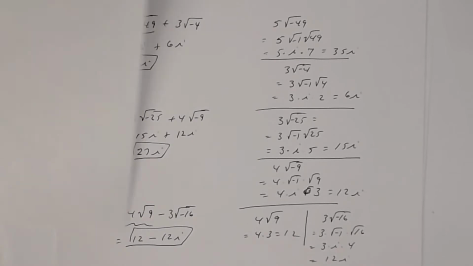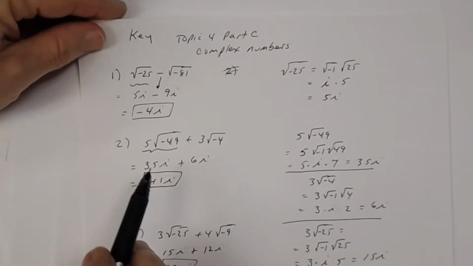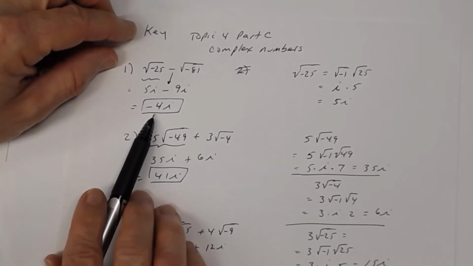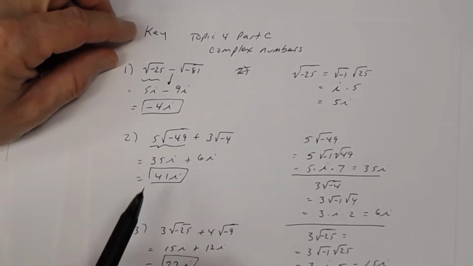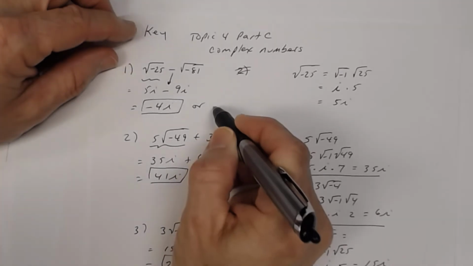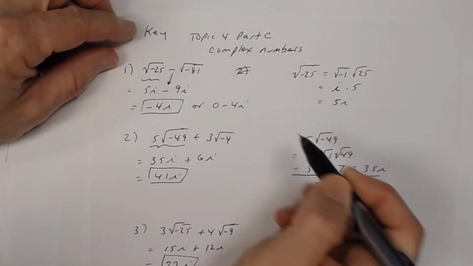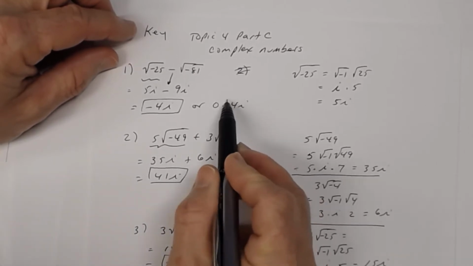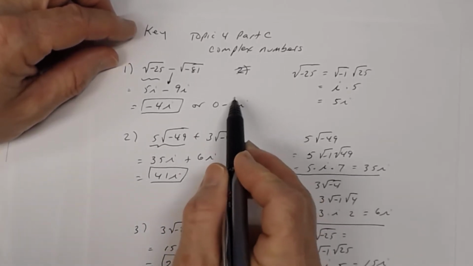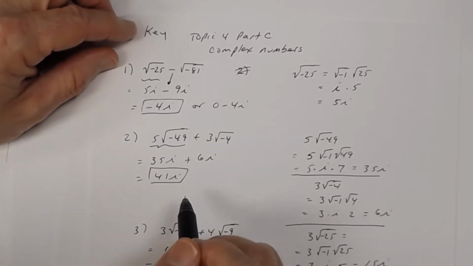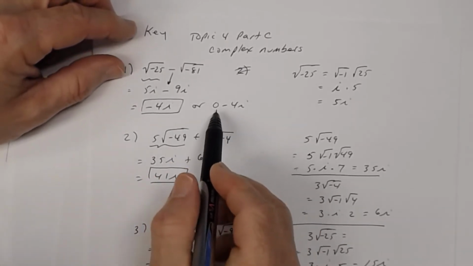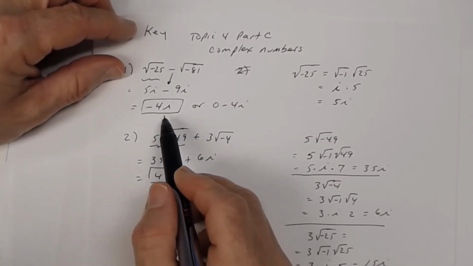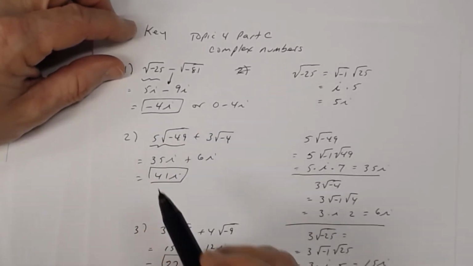Now I'm going to go back and mention something here. For the most part, we just rewrite as negative 4i. There might be some situations, if it's multiple choice, where you could write this as 0 minus 4i. So in standard form, a is 0, and bi is negative 4i. Just keep in mind that if it's multiple choice, this could be an answer or this could be an answer, but they're both correct.